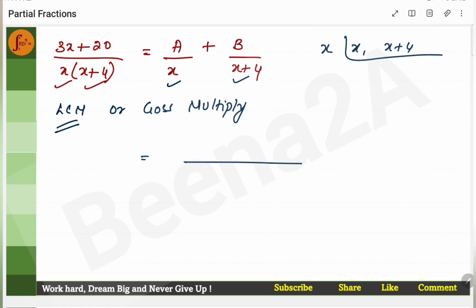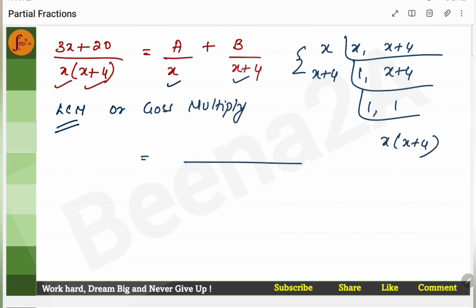First I'll take x outside, so it will be x into 1 is x, and I'll copy this. Next I'll take x plus 4, so x plus 4 into 1 is x plus 4, so I stop it here. So if I multiply these two, that will become the LCM. So this is the LCM. I don't have to perform all these steps, this is just to explain, right? LCM will be the product of these two terms. This one itself will be the LCM.